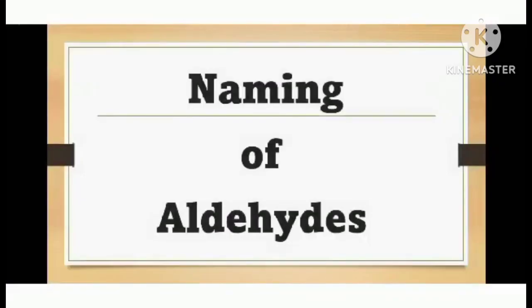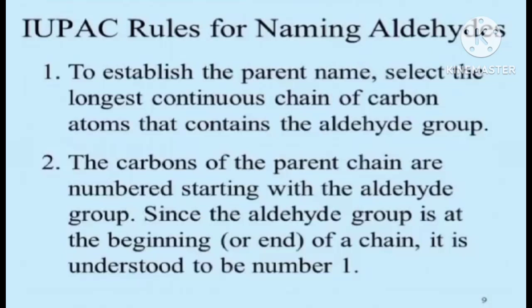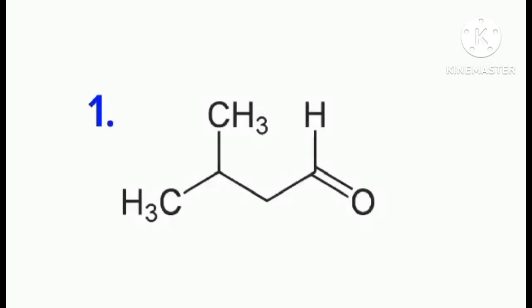Naming of aldehydes. IUPAC rules for naming aldehydes. First, to establish the parent name, select the longest continuous chain of carbon atoms that contains the aldehyde group. An example of aldehyde compound. So this is the parent chain.